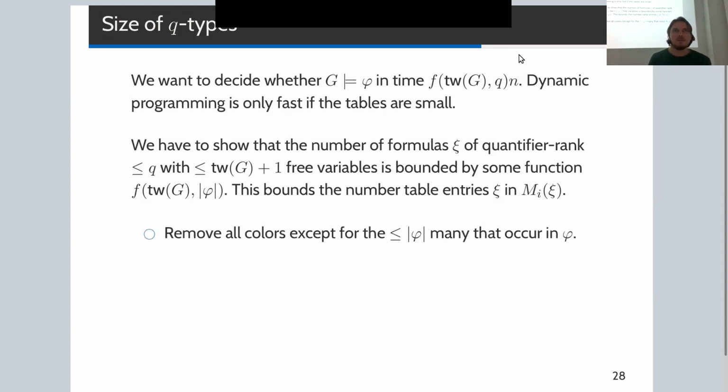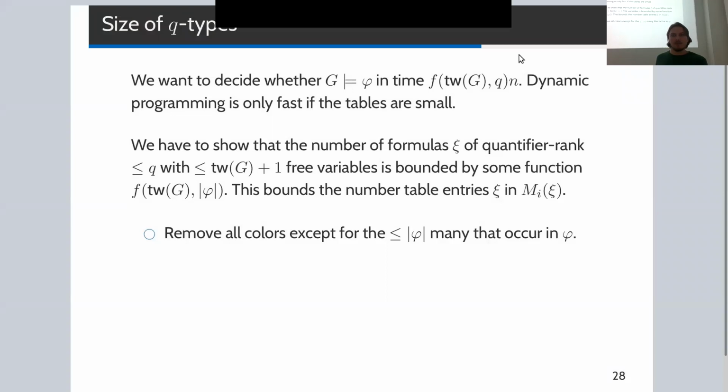But in principle, there can be a lot of such functions. What happens, for example, if every vertex has a unique color? So we have n different colors, and then there could be a formula that says the vertex has color 1, the vertex has color 2, the vertex has color 3, up until the vertex has color n. So this would be n different formulas, and it would be way too much. So the number of formulas that we store needs to be independent of n.